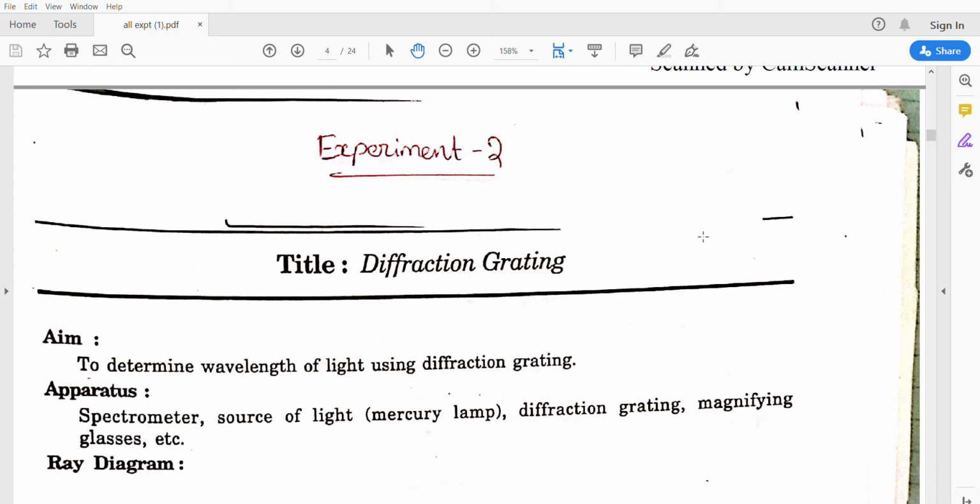Here, first we will understand what the grating is. Grating, as I already told, has many slits. It is used to observe the diffraction phenomenon in the laboratory. Now we'll go for the aim of the experiment. The aim of the experiment is to determine the wavelength of the light using the diffraction grating. By fixing the diffraction grating on the spectrometer, we need to measure the wavelength of the light. So we have to calculate the wavelength of the light using the diffraction grating.